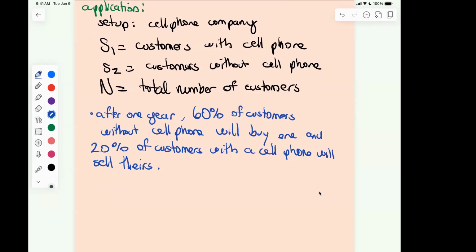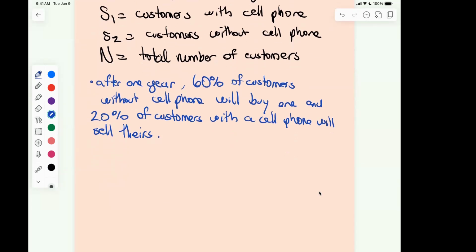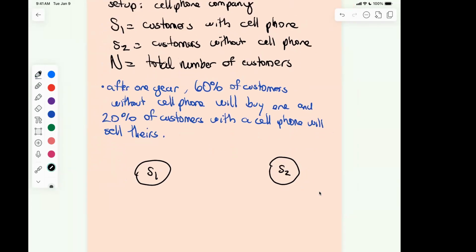So now this is the point where you want to draw a diagram to make things a little bit more clear and more tractable. Hopefully it makes sense. These two circles, or nodes, which is what you would call them, represent each of the states you could be in, right? So this is a cell phone and this is no cell phone. So cell phone, no cell phone.